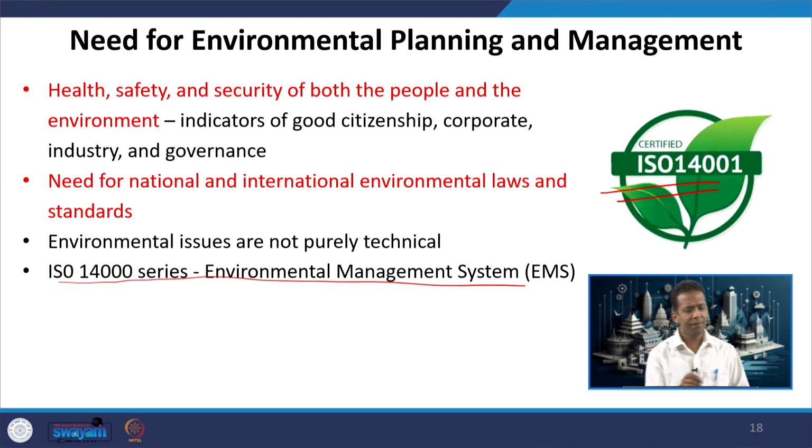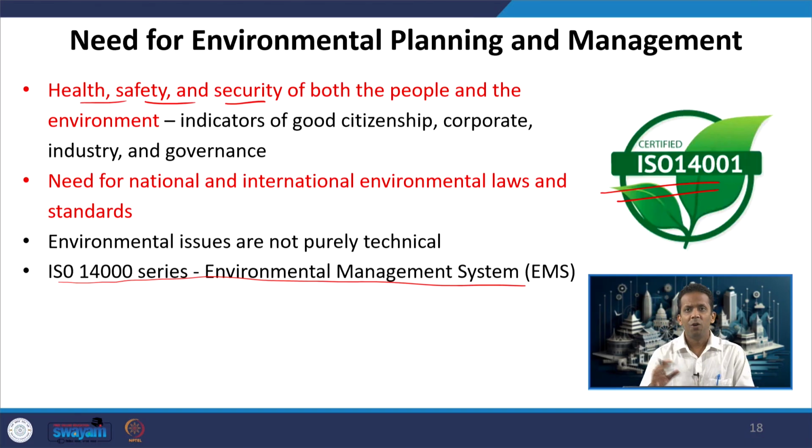Health, safety and security of people and environment are the indicators of any good country, corporate, industry and governance. Any corporate or governing body will look at profit for sure, but along with profit, if they look after the health, safety and security of not only their employees, but also the community living around and the environment outside the vicinity of that corporate or industry, I think those are the indicators which will prove that that particular entity is a good entity.